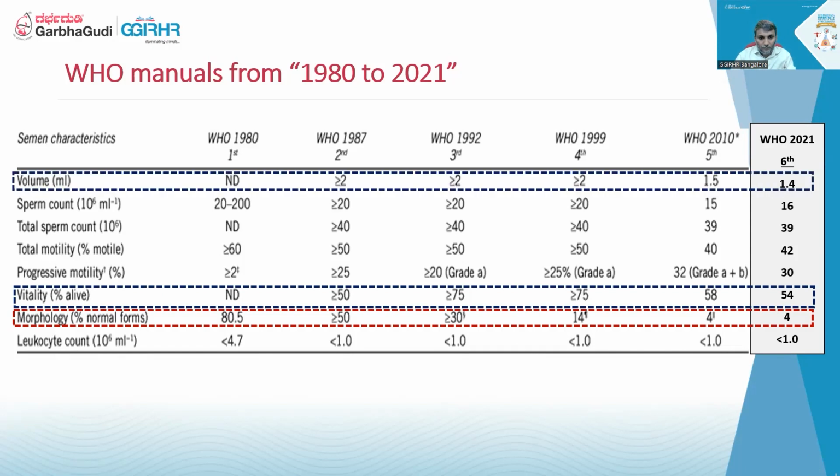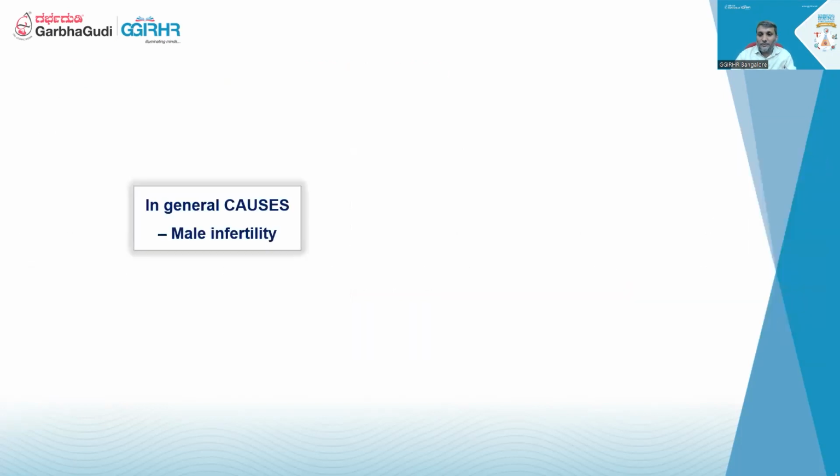So finally, coming to the volume. The volume was more than 2 ml from 1987 up to 1999. In the 5th edition, 2010, it was 1.5 ml. Again, the normal volume has decreased to 1.4. With this, we can conclude that male infertility is increasing, whereas proper treatment is very essential, and the male has to be evaluated similar to the female.